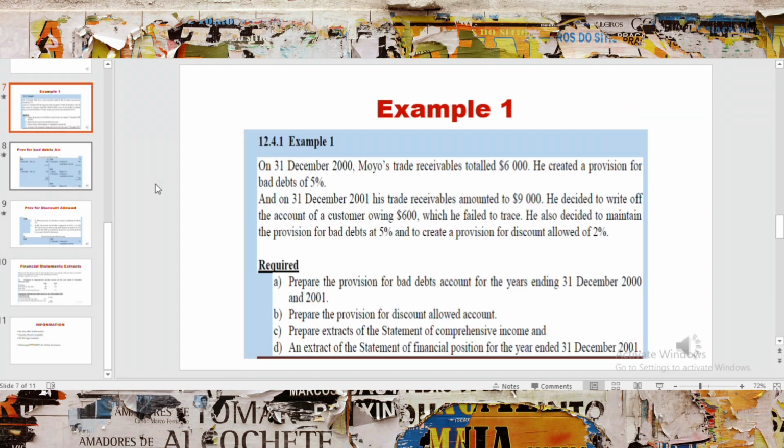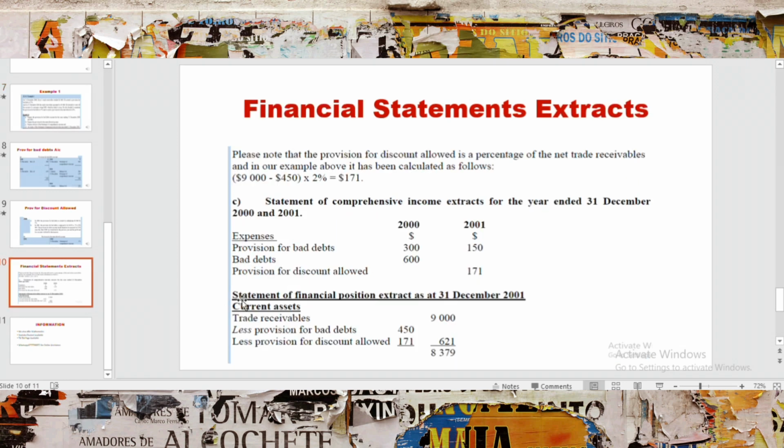If you go back to the question, they said he decided to write off the account of a customer owing 600, which he failed to trace. So we need to record that figure. You need to record that as the bad debts in your accounts. Then there was a provision for discount allowed of 171. There was an increase, so we record that figure.